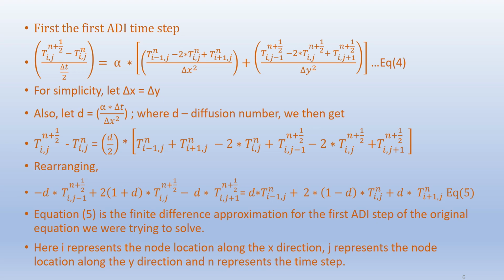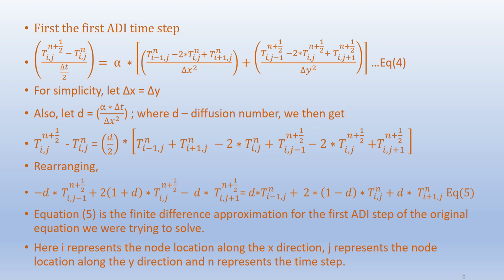Also let d equal alpha times delta t by delta x squared, where d is the diffusion number. We then get T(i,j)^(n+1/2) minus T(i,j)^n equals d over 2 times [T(i-1,j)^n plus T(i+1,j)^n minus 2 times T(i,j)^n plus T(i,j-1)^(n+1/2) minus 2 times T(i,j)^(n+1/2) plus T(i,j+1)^(n+1/2)].